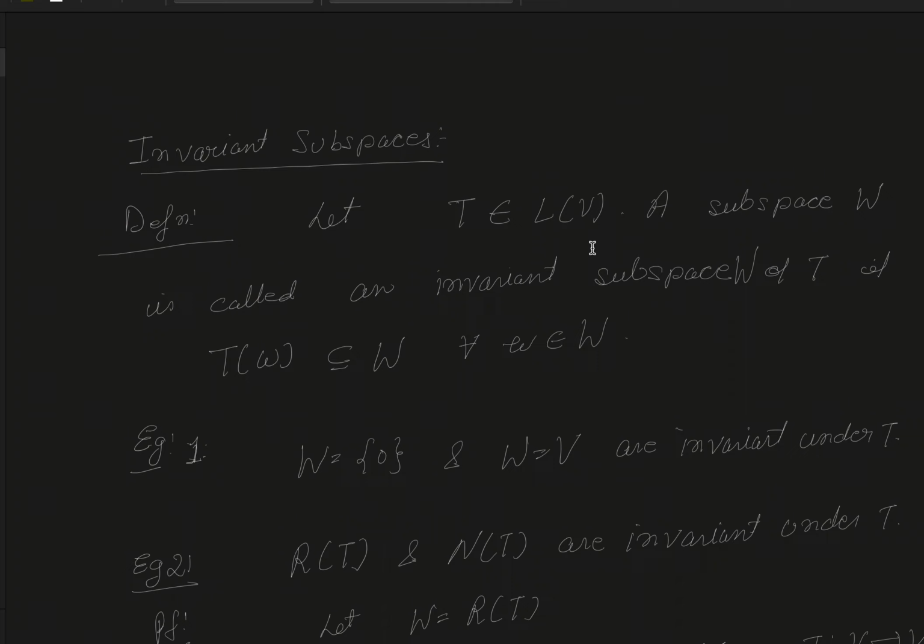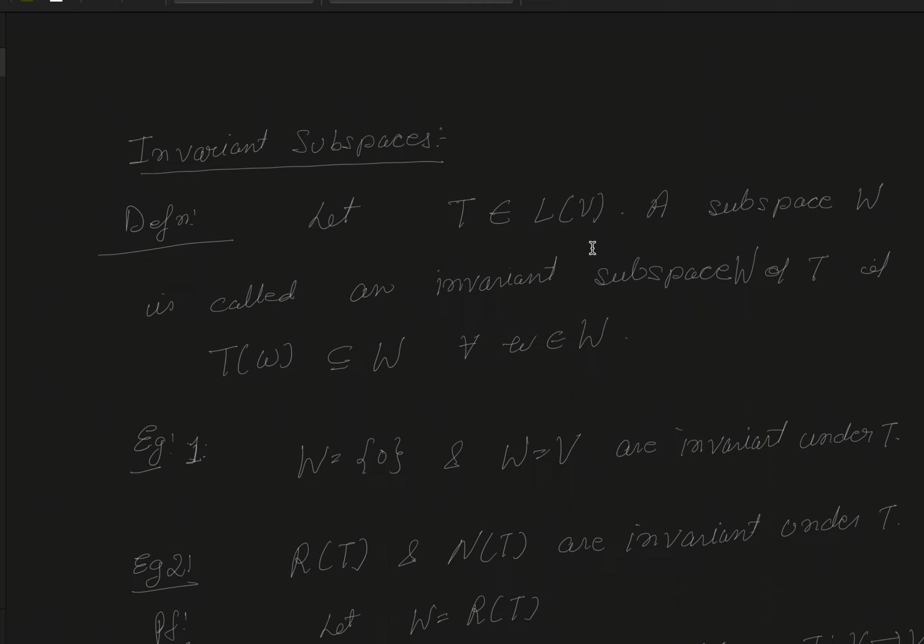Let's say that T is a linear operator on V, that is, T is a linear transformation from V to V, and W is any arbitrary subspace of V. We say that W is an invariant subspace of V with respect to T if T(W) is contained in W. That is, if you take any element of W and apply the transformation T on it, the result is again in W. If this property holds, then W is an invariant subspace of V with respect to T. This is what the definition says.